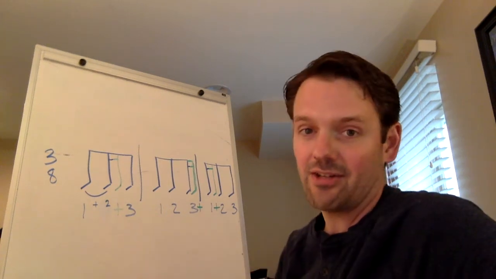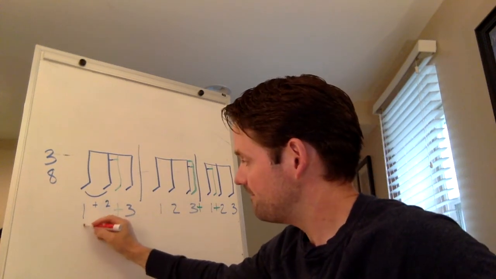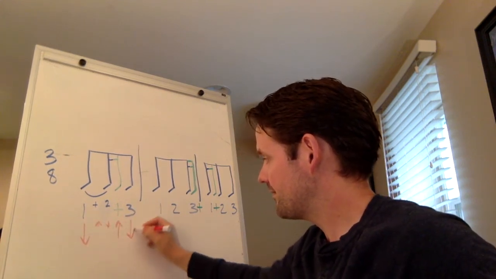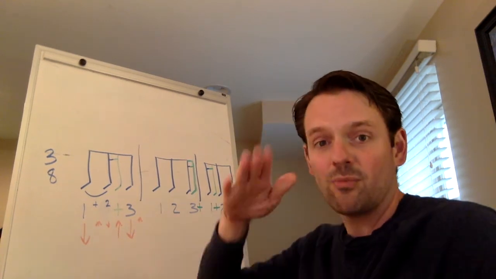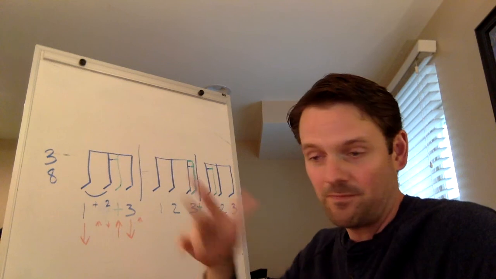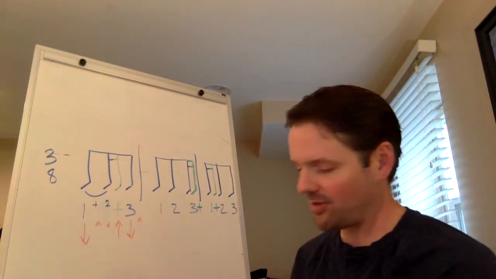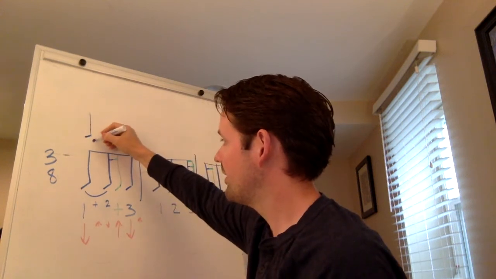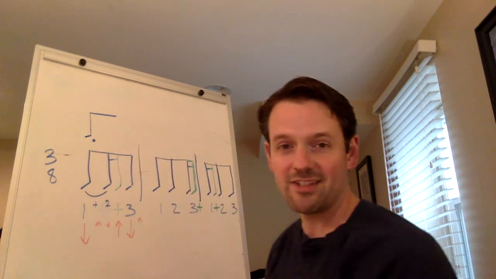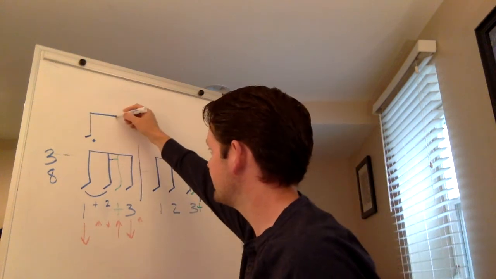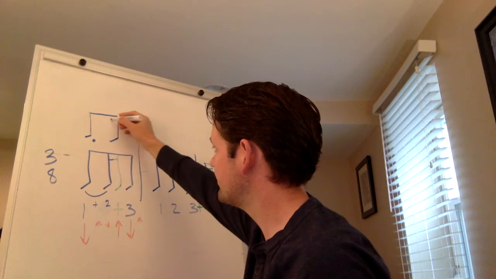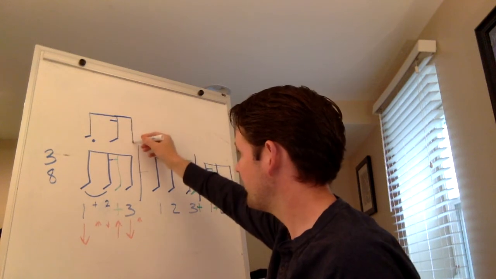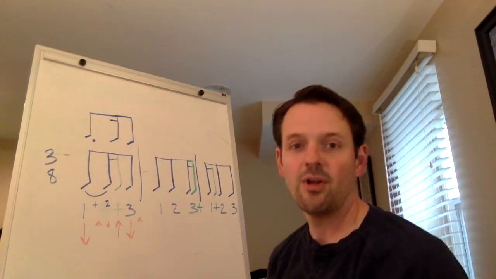Now when you're counting that, you need to make sure that you're feeling the subdivision. So your foot's going 1 and 3. So the other way that the composer would normally write that rhythm would be with a dotted eighth note, a 16th note, and then another eighth note.